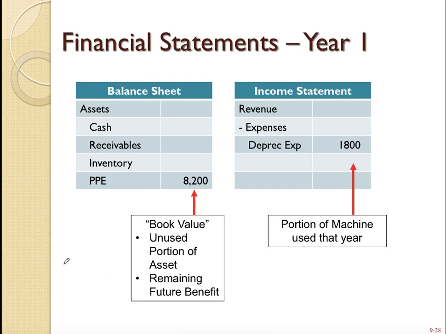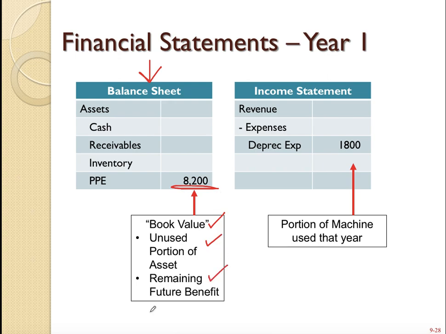Then, if we transfer that to our financial statements, what does it look like? Well, now our balance sheet is going to show property, plant, and equipment of $8,200. Again, this is the book value. And this represents the unused portion of our asset. So the piece of the machine that we haven't used yet. In other words, the remaining future benefit.